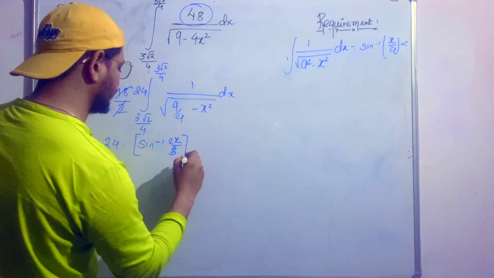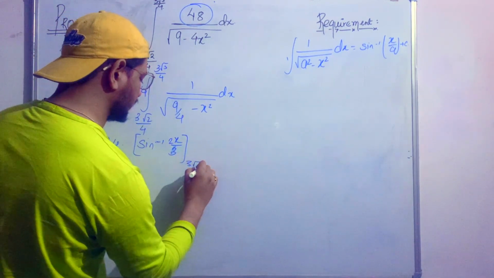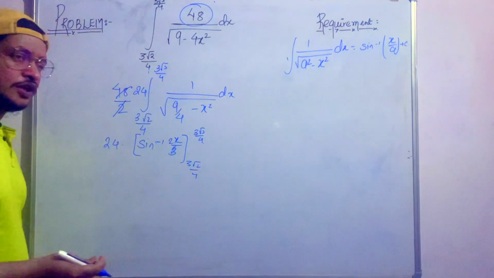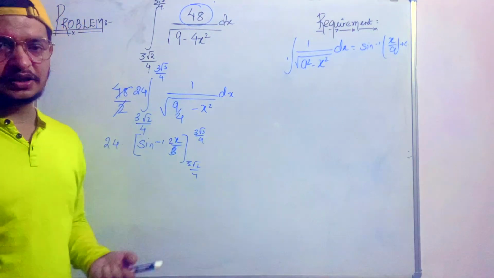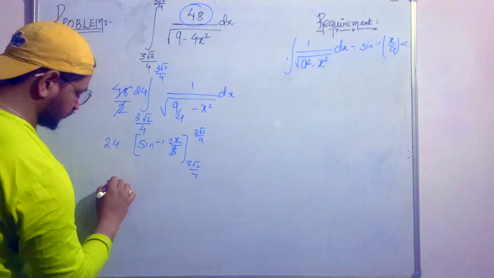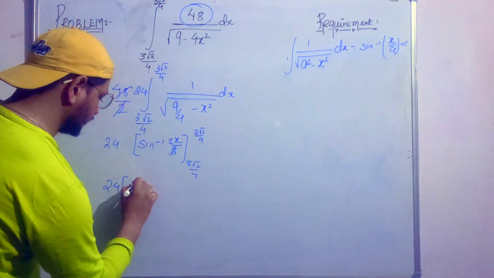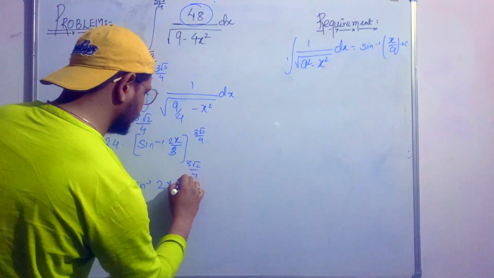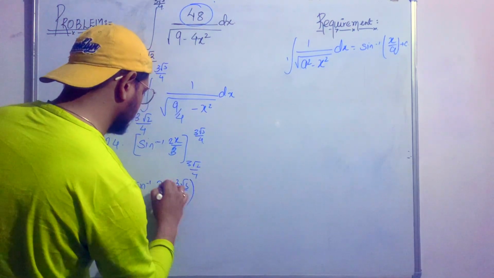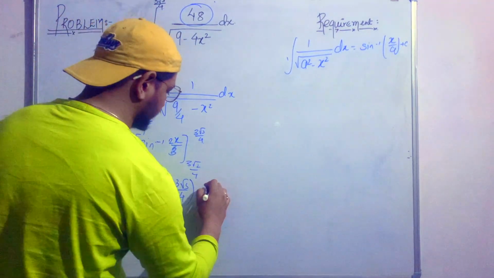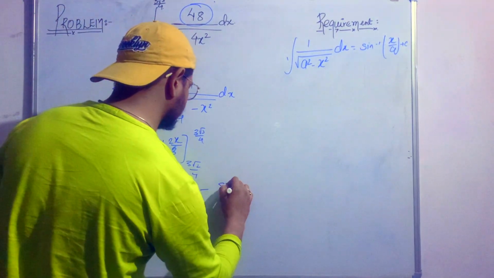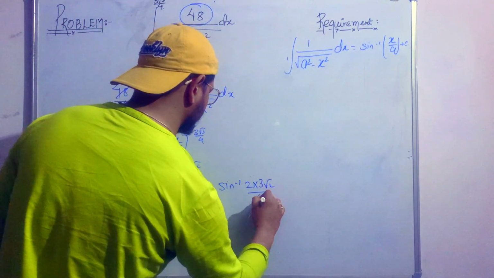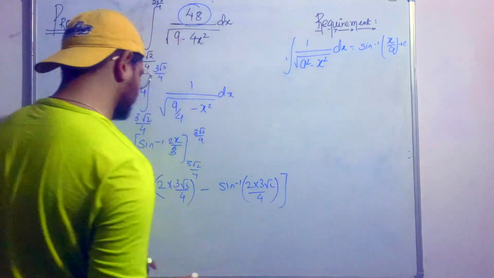And the integration that we have to do is between 3 root 2 by 4 and 3 root 3 by 4. So first we will put the upper limit, then we will put the lower limit. So you will get the value as 24 and this value will become sine inverse of 2 multiplied with 3 root 3 by 4, minus sine inverse of 2 multiplied with 3 root 2 by 4. That's it. We will get such kind of answer.